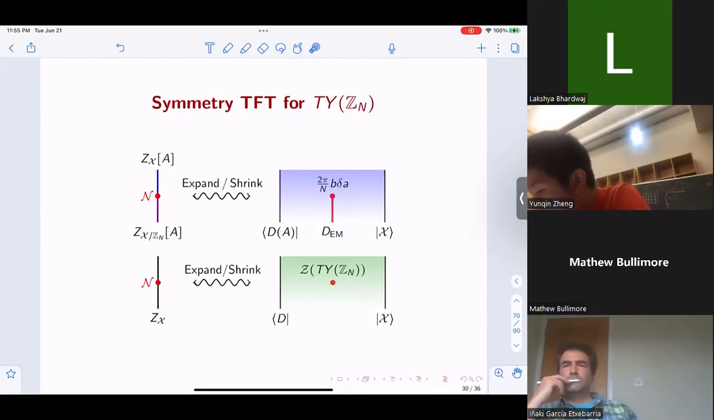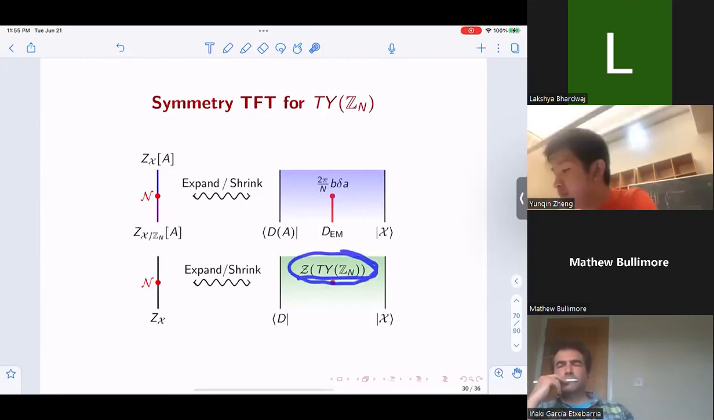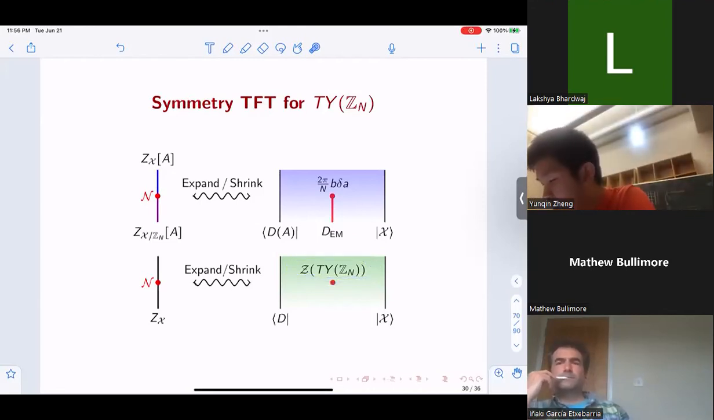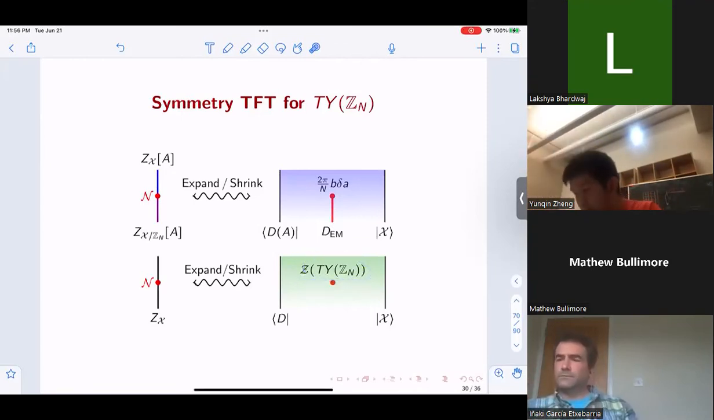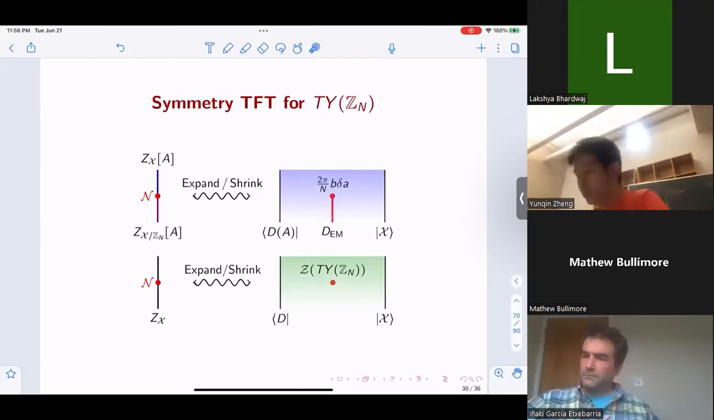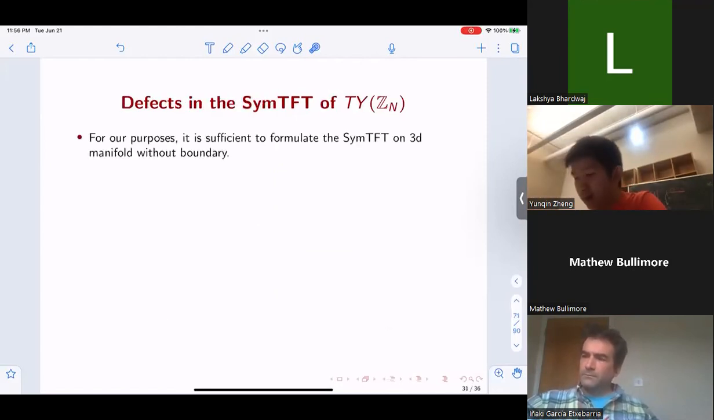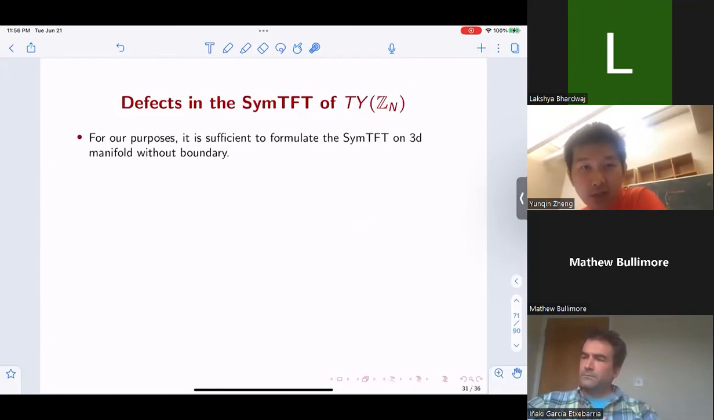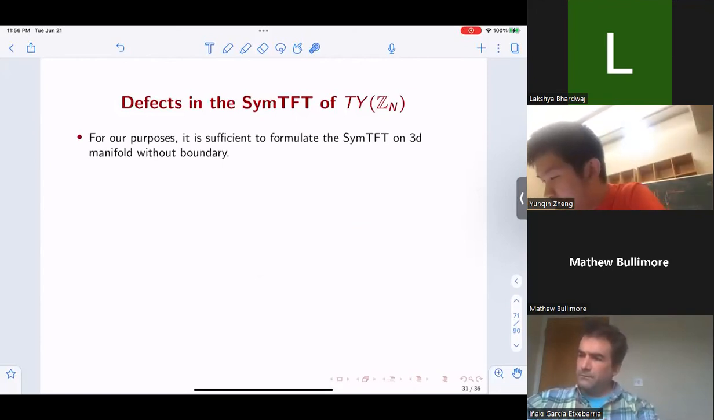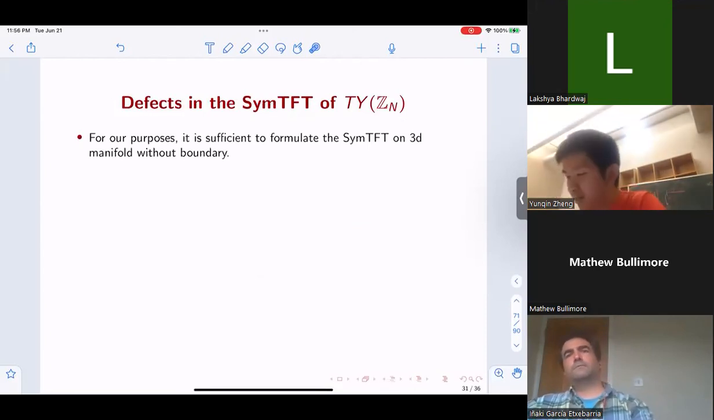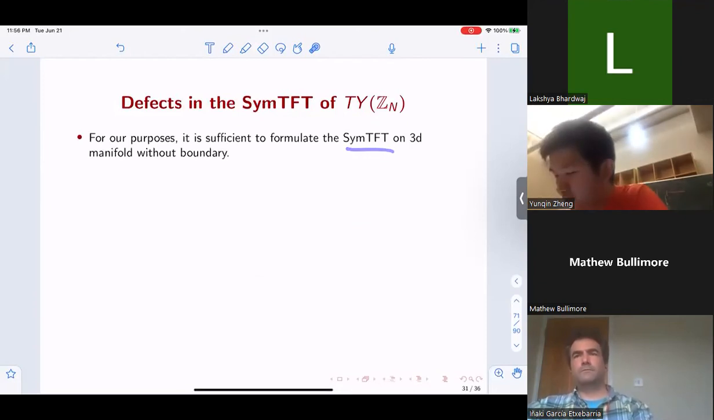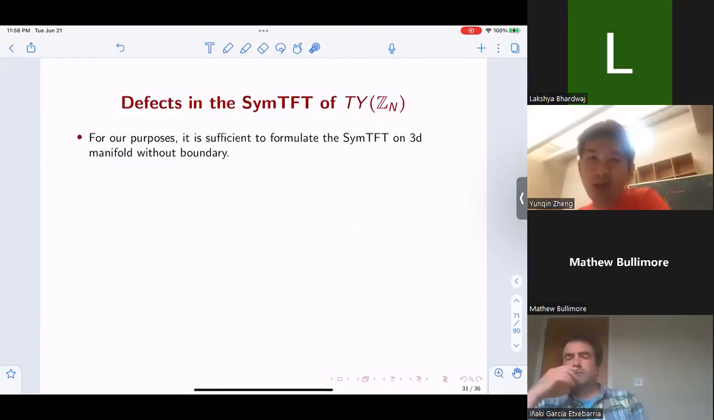So after gauging, the theory in the bulk is changed. It's no longer a Z2 gauge theory, but a more complicated theory, which is described by the Drinfeld center for the Tambara-Yamagami of Zn. Okay, so for our purposes, it's sufficient. We just want to know whether this symmetry TFT for this fusion category is Dijkgraaf-Witten or not. So we will not care about the boundary conditions for now. We'll just put this symmetry TFT on the closed three-dimensional manifold and talk about the operator contents and the fusion rules, etc.